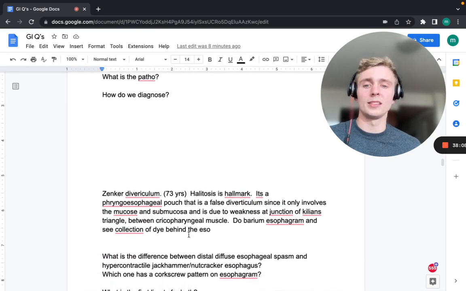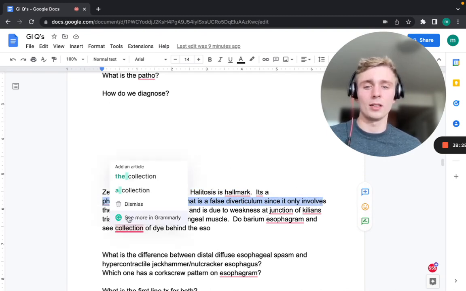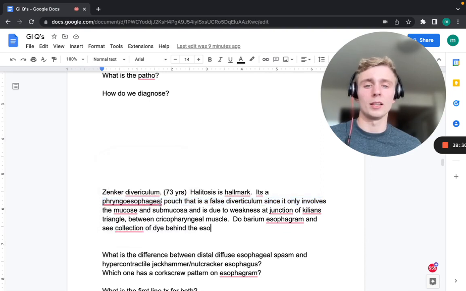So you should be thinking of Zenker diverticulum. It typically happens in patients over 70, he's 73, and halitosis is the hallmark, because basically it's an outpouching of the pharyngoesophageal pouch that is a false diverticulum since it only involves the mucosa and submucosa. It's due to weakness of the junction at Killian's triangle between the cricopharyngeal muscle and the inferior muscle below that. So you're having this weakness, this outpouching, and when you do a barium esophagram, the collection of dye is going to be in there.